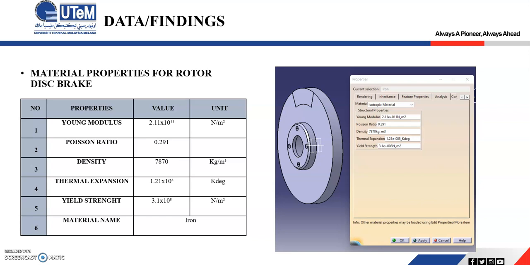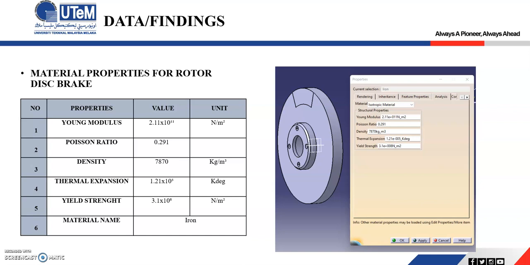For the data findings, what we can provide is the material properties for the rotor disc brake. There are several properties that we can find besides the value and the units. First is Young modulus, which is 2.11 times 10 to the power of 11, and the unit is Newton per meter square. For Poisson ratio, the value is 0.291.